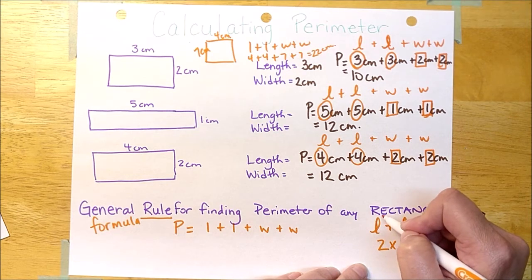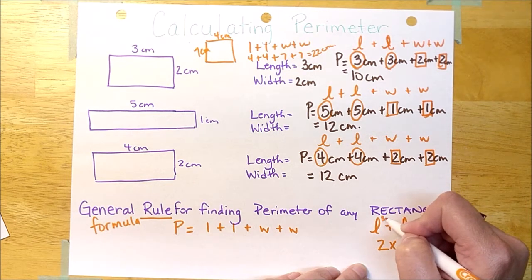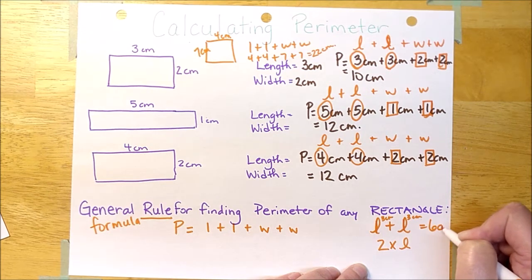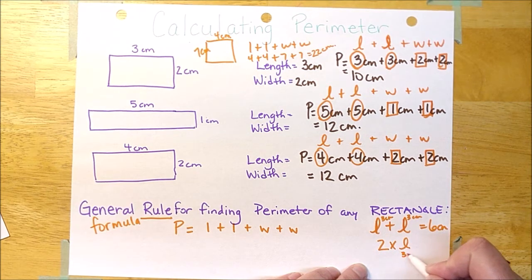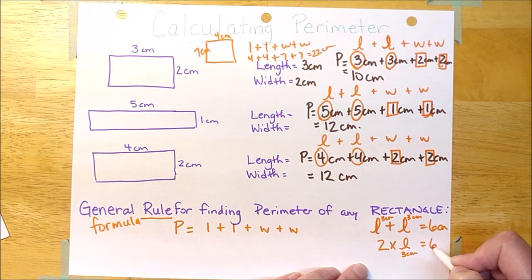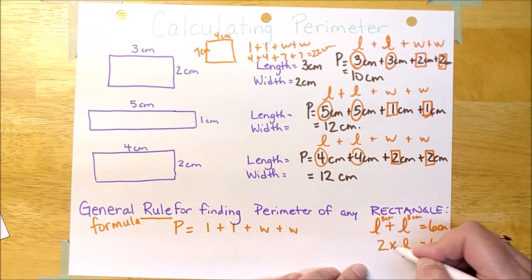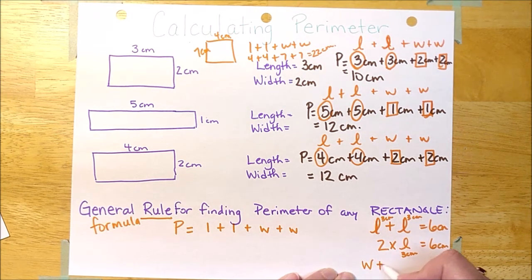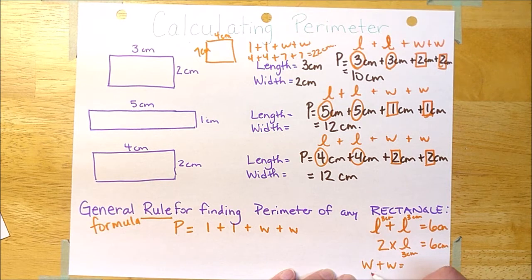So if these numbers were 3 centimeters, 3 centimeters plus 3 centimeters equals 6 centimeters. 2 times 3 centimeters equals 6 centimeters. So because there's 2 of them, we could say 2 times length, and we could do the same thing for the width. Width plus width, another way to write that is 2 times width.